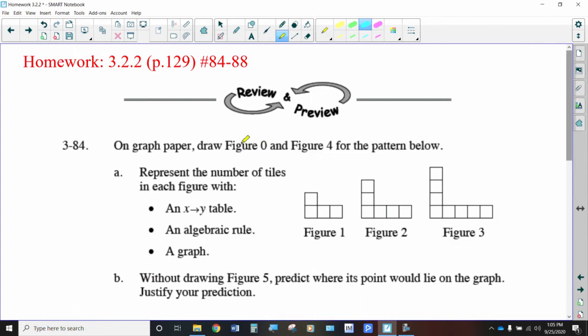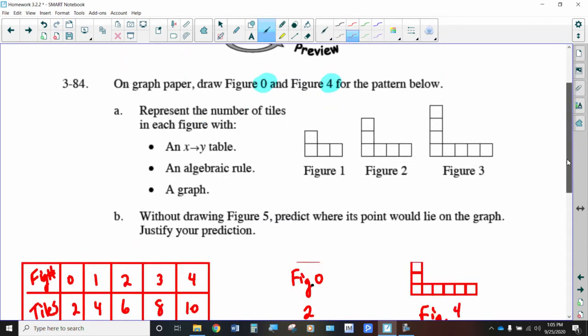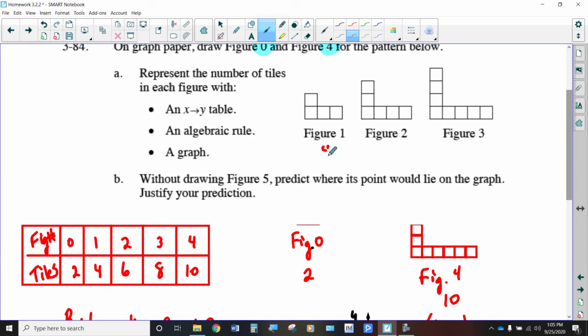All right, on graph paper, draw figure 0 and figure 4. So figures 1, 2, and 3 are already provided. So let's do some analysis here and figure out what we've got. Figure 1 has 4. Figure 2 has 1, 2, 3, 4, 5, 6. Figure 3 has 1, 2, 3, 4, 5, 6, 7, 8. So it looks like it's going up by 2 every single time. And it looks as if these are where the 2 are added on every single time.